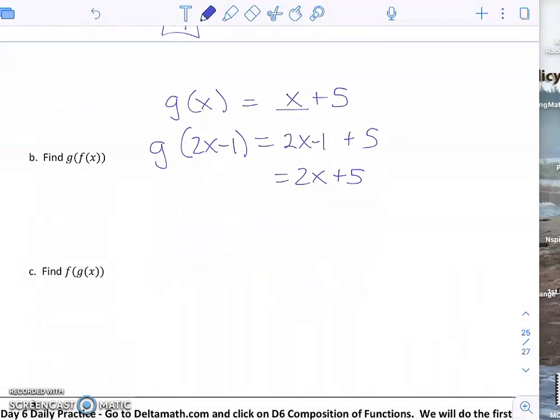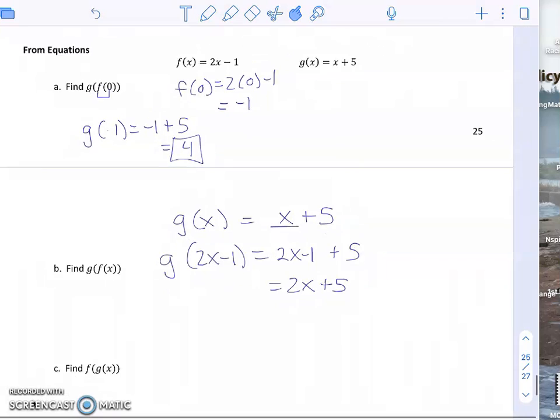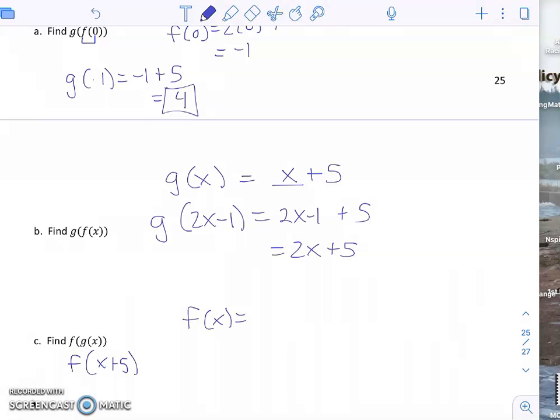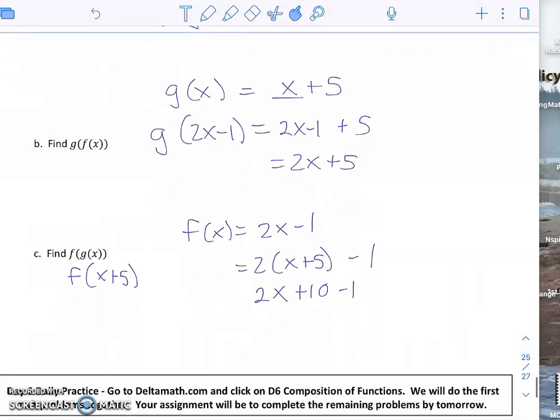So then we have f of g of x. Our g of x function is x plus 5. So this is really f of x plus 5. And we know f of x equals 2x minus 1. So this is going to be 2 times x plus 5, minus 1. We distribute: 2x plus 10 minus 1. So it equals 2x plus 9.